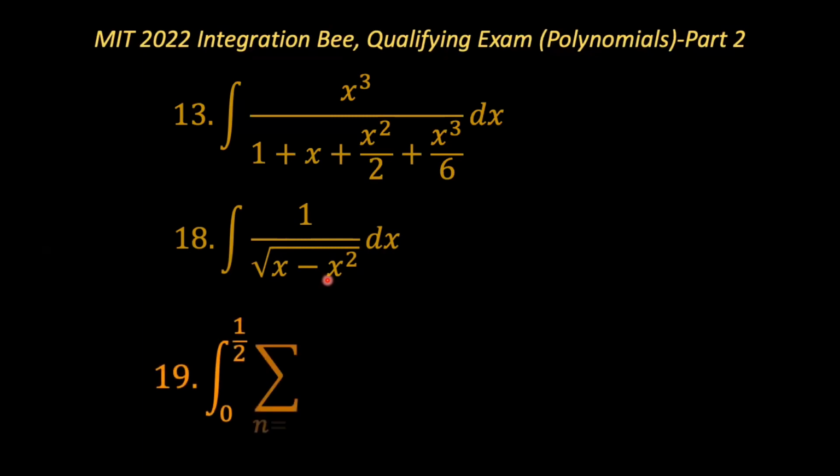The last problem is problem number 19, and this is the harder problem in this problem set, which is the integration from x equals 0 to x equals a half of the summation of this binomial coefficient of n plus 3 and n times x to the power n. And this is from n equals 0 to n equals infinity.